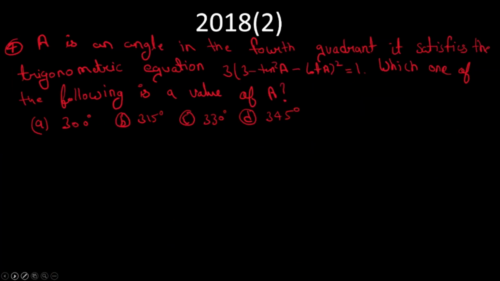Okay, so question number 4 is: A is an angle in the fourth quadrant. It satisfies the trigonometric equation. Which one of the following is correct? What does it satisfy? It satisfies 3 minus tan square a minus cot square a equal to 1. Yeah, that is what it satisfies. So what will we do here? I open its square.